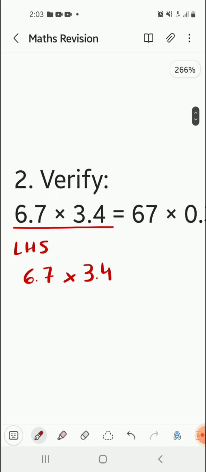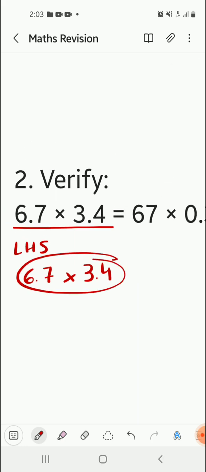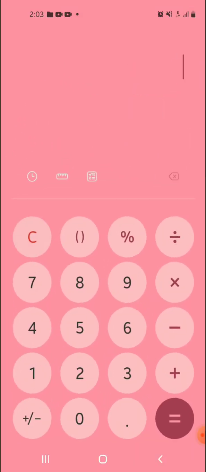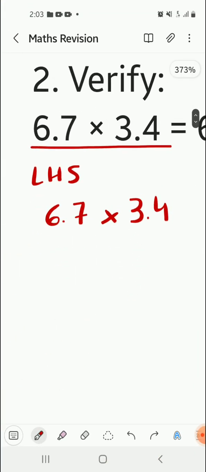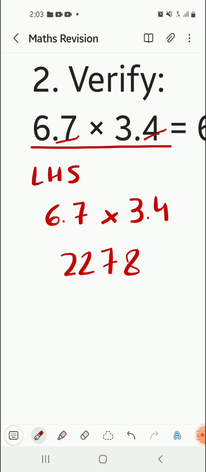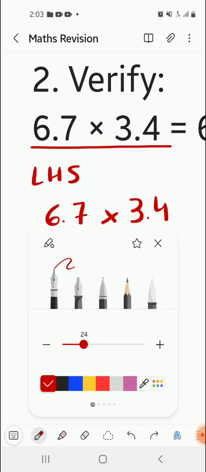There are 2 ways in which you can do it. One is you can work this out. If you work it out, it will become 67 into 34, that is 2278. And you can see there are 2 decimal places, one here and one here. So because there are 2 decimal places, my decimal point will be inserted here. 2 decimal places.